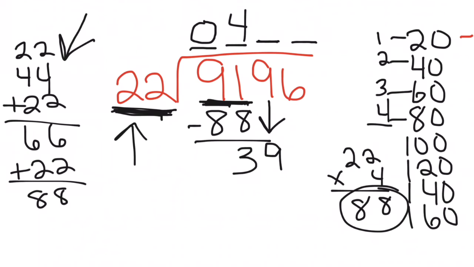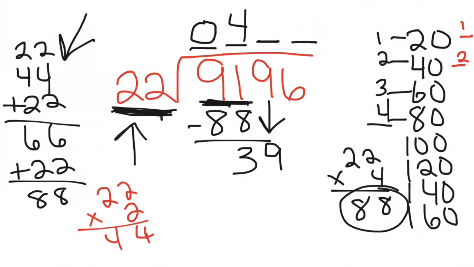So we have 20, 40. Notice 40 is just slightly bigger than 39. So what I'm going to do is I'm going to try 2 multiples of 22. So I'm going to go down to the side. We'll go over here this time. And I'm going to do 22 times 2, which happens to be 44.